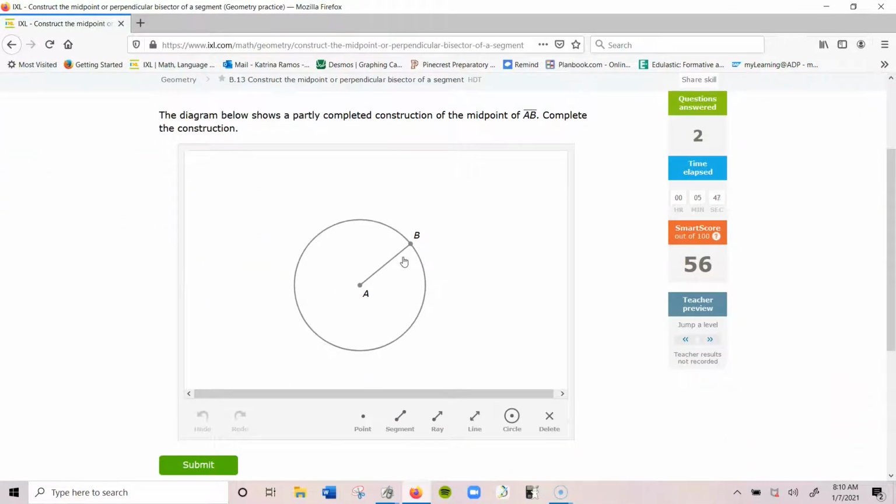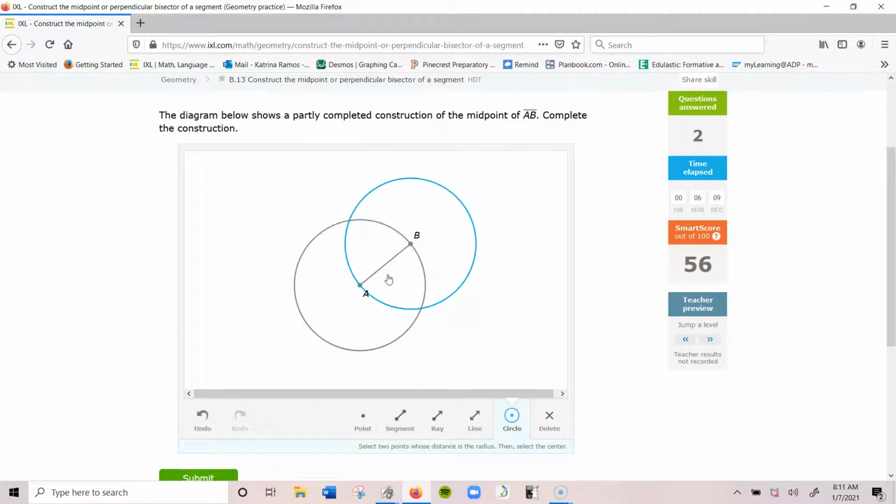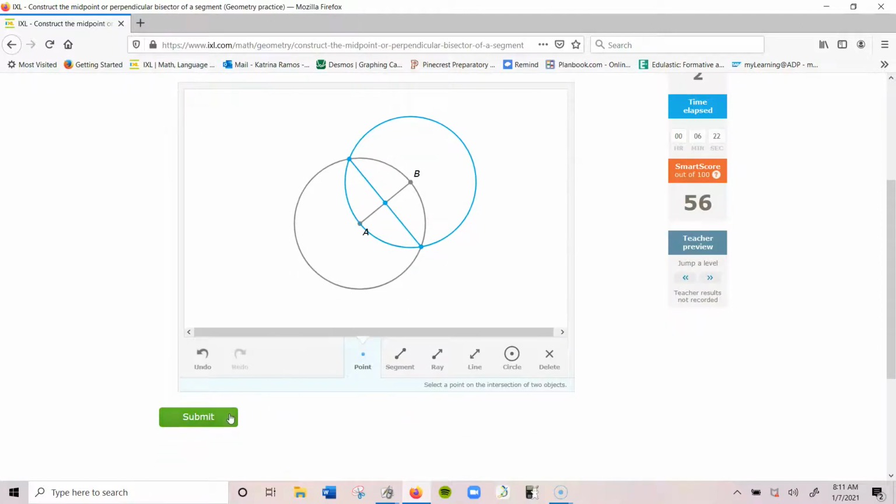So here they took it one step backwards. Again, this is the circle with the radius of AB drawn with the center at A. So I have to draw a second circle with the same radius. So when you click on circle, you click on the 2 points that you want to make the radius. So that creates my circle with the radius of AB. And I'm going to put the center at B. Once you have that, you see how again you have these points of intersection of the circle. So I'm going to draw that segment. And then I select point, and then where they intersect, that's your midpoint.